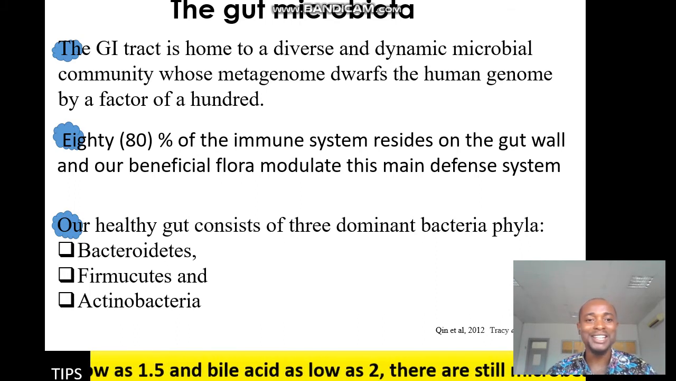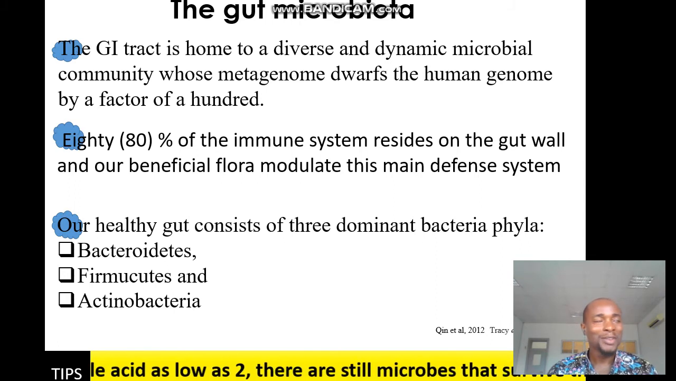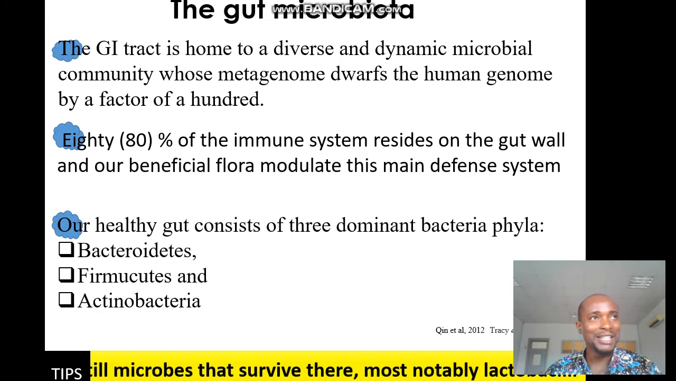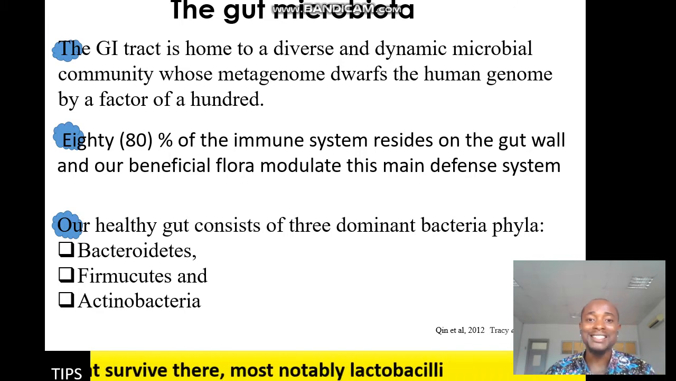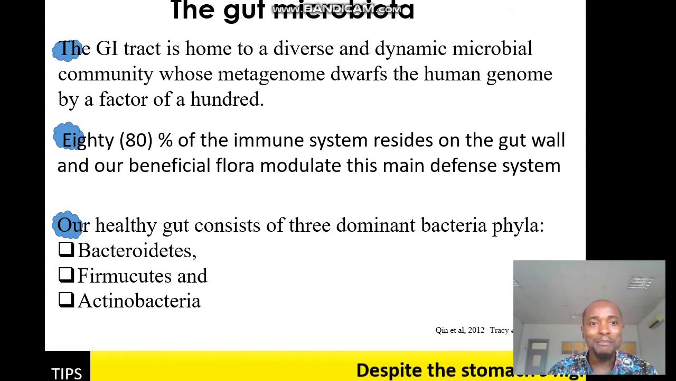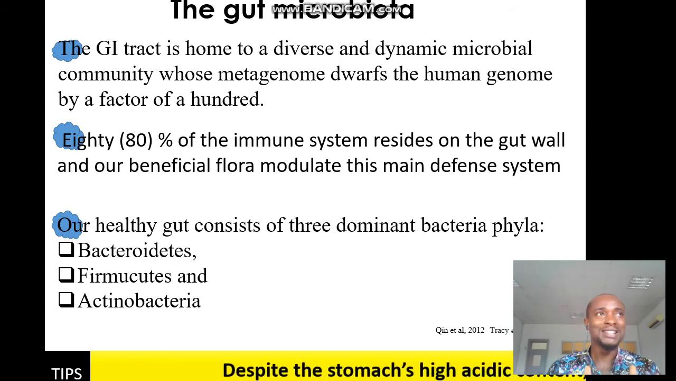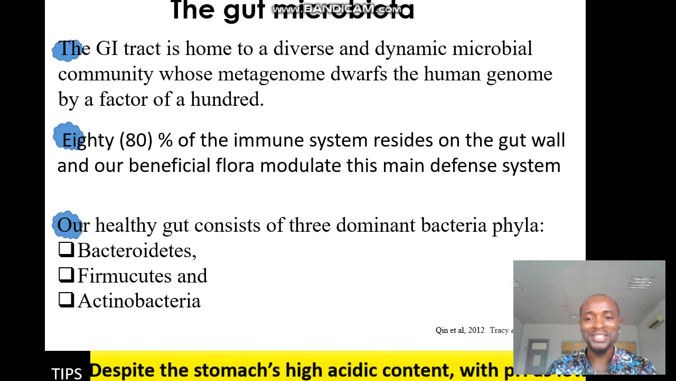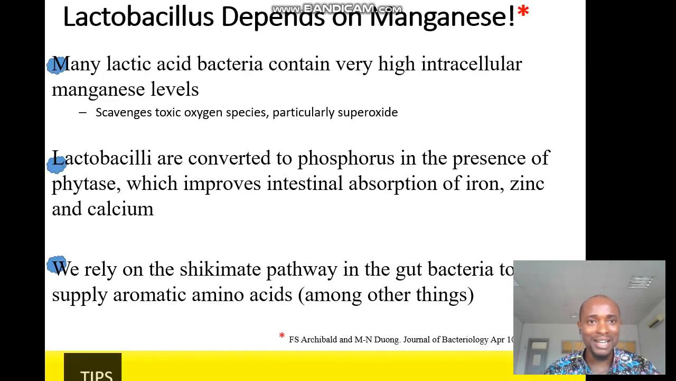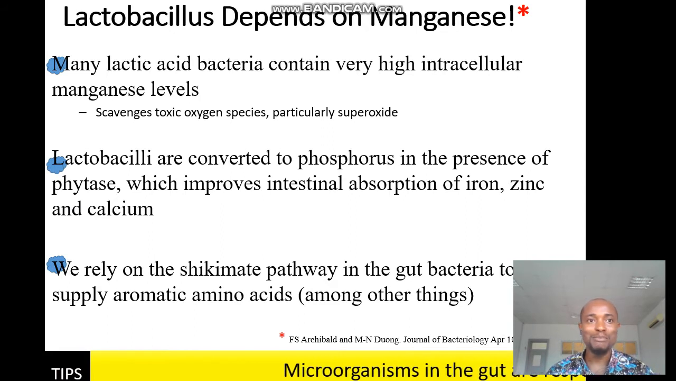Remember that the stomach has a very high acidic content with a pH of about 1.5, and the bile has a pH of about 2. Despite this high acidic content, these microorganisms are still able to survive there. That makes them probiotic. That makes them lactic acid bacteria, because they are able to survive in a highly acidic environment. Lactobacillus depends on manganese.